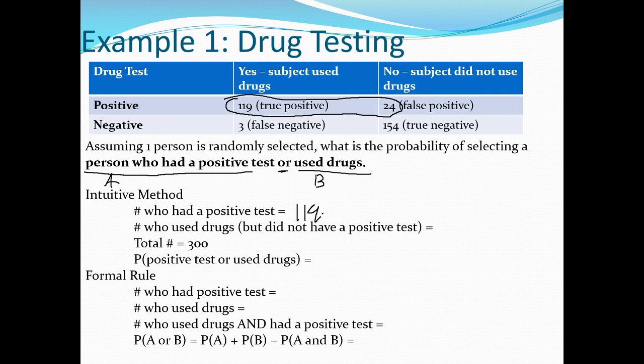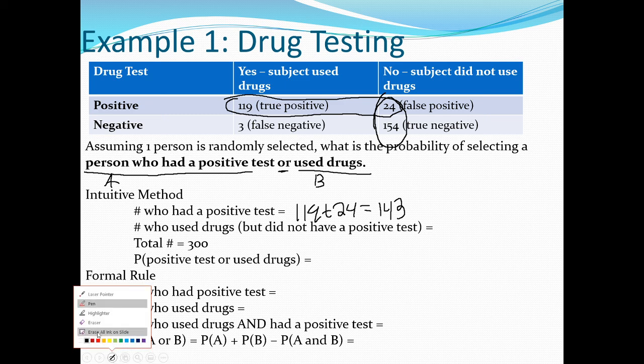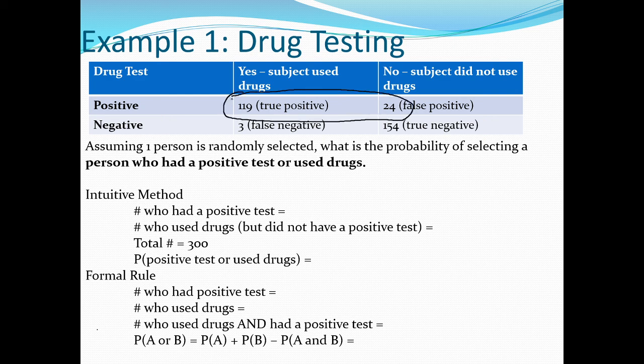So this would be 119 plus 24, and we get 143. So 143 people had a positive test. How many people used drugs? Well, these people right here are the ones that use drugs. So 119 and 3, both of these sets of people use drugs. Now these people tested negative, but they still use drugs. They still fall into that second category there. So 119 plus 3 would end up being 122.